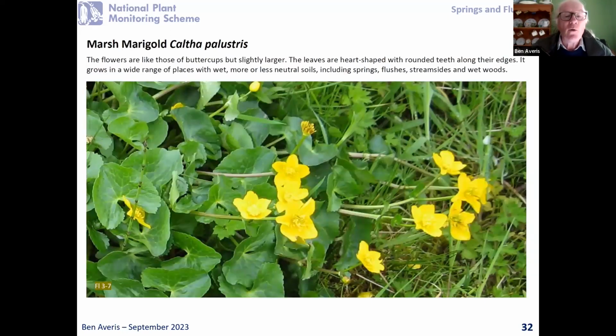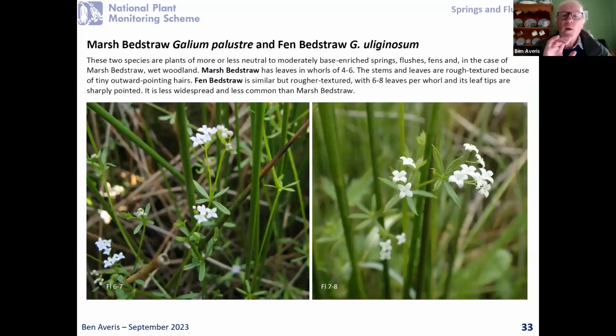And marsh marigold. Flowers are like a buttercup, but bigger, because it's in the buttercup family. And the leaves are heart-shaped with rounded teeth around the edges, and they're quite firm textured leaves, and they can get quite big. Easy plant to tell. The leaves look a bit like those of the lesser celandine, Ficaria verna, but they're much bigger and tougher textured, and the flowers are much, much bigger as well. And it grows in wet places, especially on fairly neutral soils. So it's an easy one.